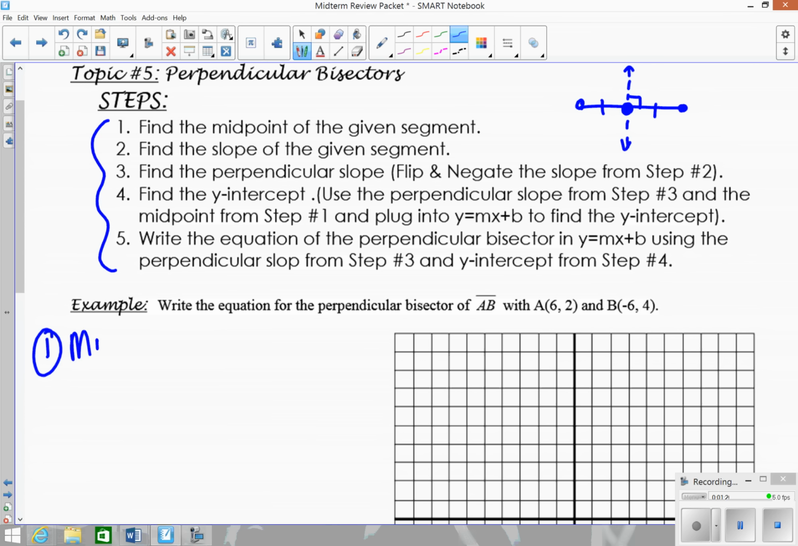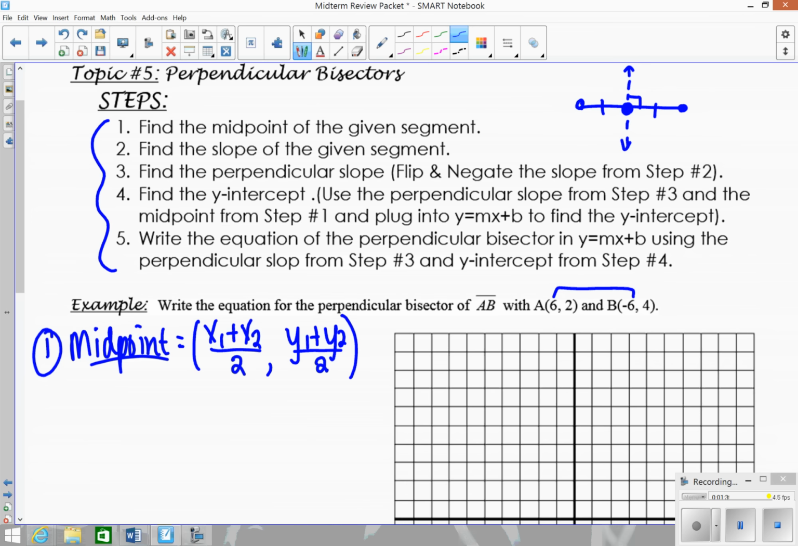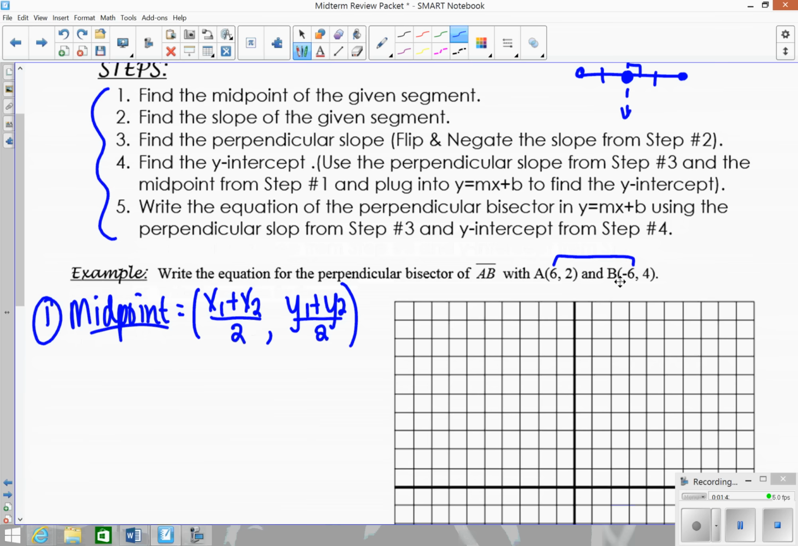So the first step here is finding the midpoint, and the midpoint formula is (x1 plus x2 over 2, comma, y1 plus y2 over 2). Basically you're taking the average of the x values and then the average of the y values. If I'm trying to find the perpendicular bisector of segment AB, that means I need to find the point in the middle of this segment.